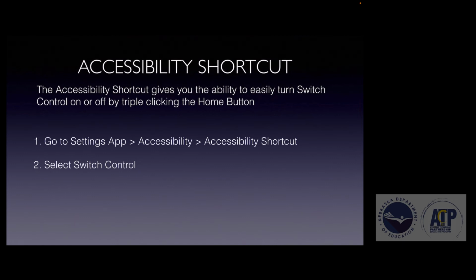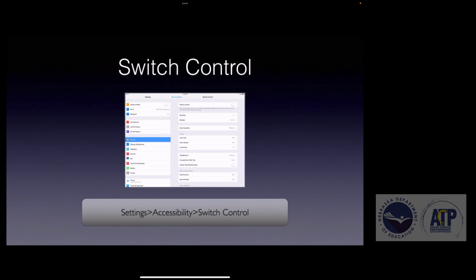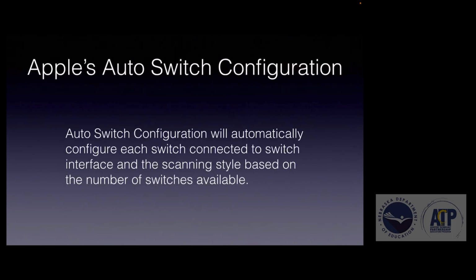So you're going to want to go to settings, then accessibility, then accessibility shortcut, and you're going to want to hit switch control. What that will allow you to do is to triple click the home button at any time to turn on and off switch control. That way you don't have to go through all the menus in order to do that. It'll save you a lot of frustration and time if you do turn on switch control and you want to get out of it. So switch control can be found in settings, accessibility, under switch control.